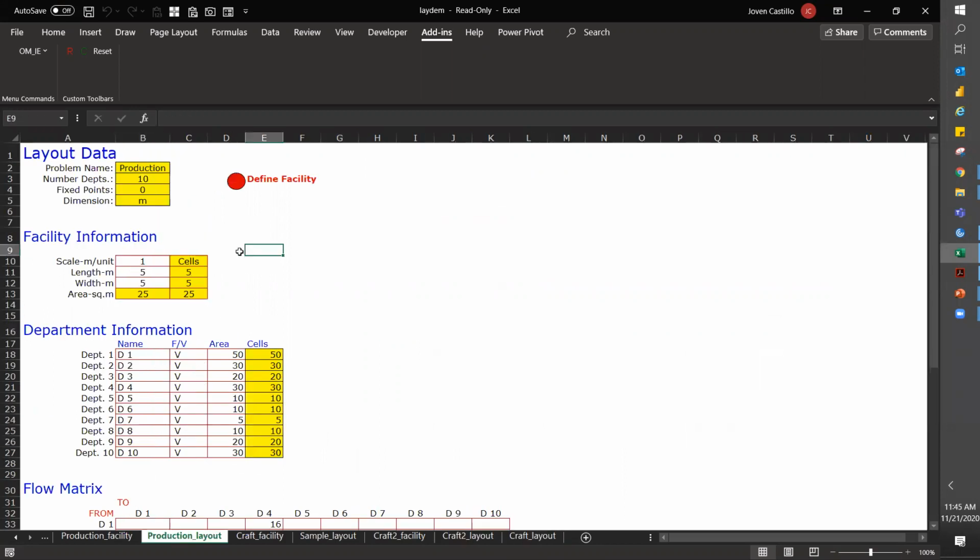So let's say for example ito. Meron tayong 10 departments. Again, this is a sample na po. 10 departments meron, and then you're treating 5 by 5. Okay, ito yung area, ito yung i-input mo, area ng kada isang department. Then variable or fixed ba siya? Pag fixed siya, ibig sabihin hindi na dapat siya iibo ng ibang location.